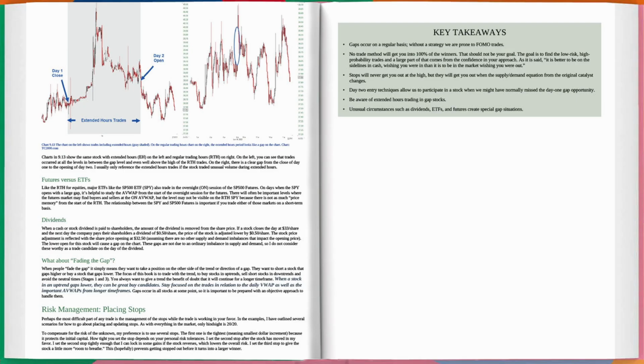Key takeaways. Gaps occur on a regular basis. Without a strategy, we are prone to FOMO trades. No trade method will get you into 100% of the winners. That should not be your goal. The goal is to find the low-risk, high-probability trades, and a large part of that comes from the confidence in your approach. As it is said, it is better to be on the sidelines in cash, wishing you were in, than it is to be in the market wishing you were out.